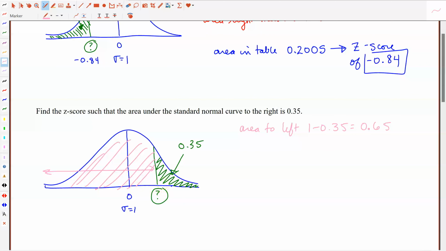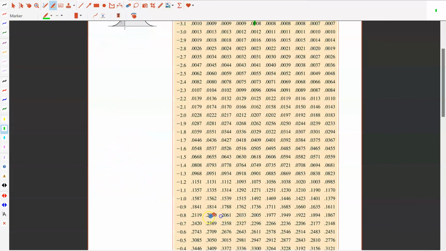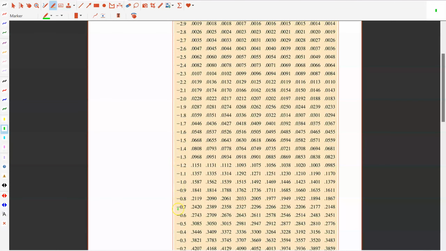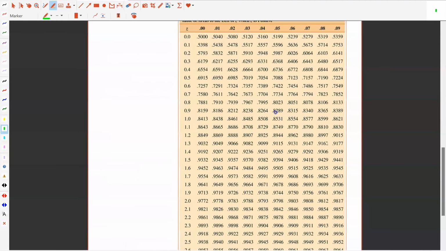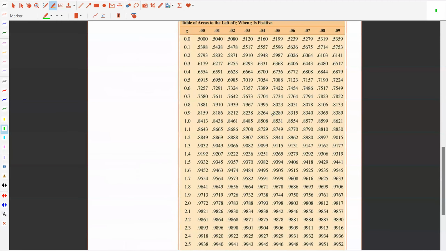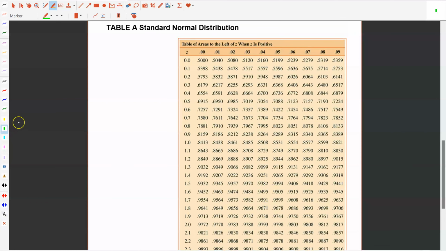All right, so again, to the table. And once you start looking in the center of the table and you try to find an area of 0.65, you're going to find that you're not going to get it as you're looking at these negative z-scores anyway. So come over here to these positive z-scores, and remember that we're trying to find 0.65. So then we would just start scanning through all of these numbers until we could find 0.65, or the closest we could get to it.